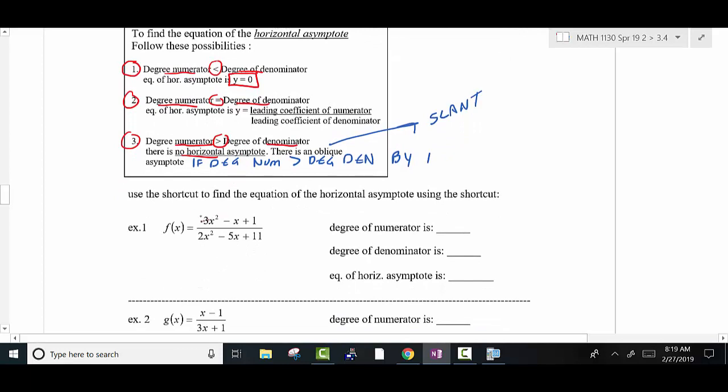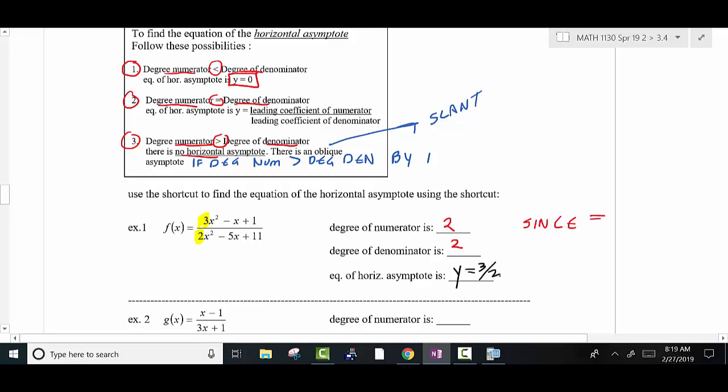Let's look at this example 1. Tell me what the degree of the top and bottom is. They're both 2, aren't they? Remember the degree is the highest power, so they are equal. Since they are equal, the answer is staring you right in the face. It's the ratio of the leading coefficients, so you get 3 over 2.